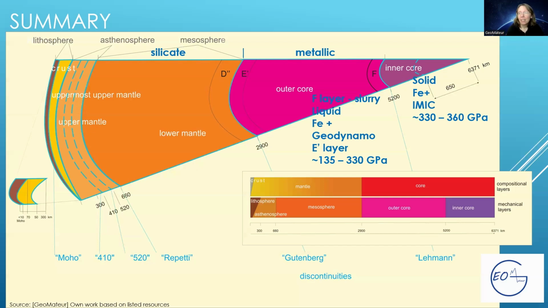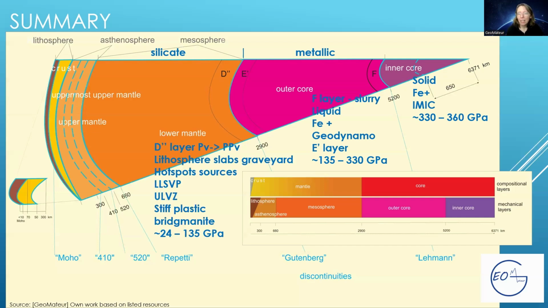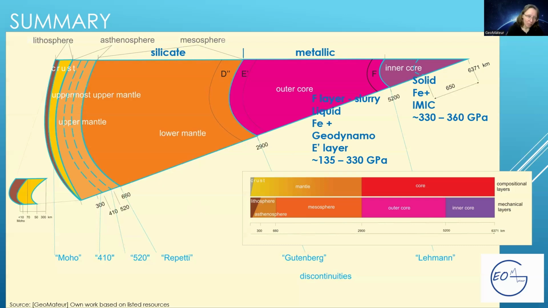Outer core. So you remember we talked about slurry F layer. The outer core is liquid, made with iron mostly. It's responsible for geodynamo. We talked about E prime layer at the top of the outer core, and the pressure is between 135 to 330 gigapascals. So it's pretty high, right?